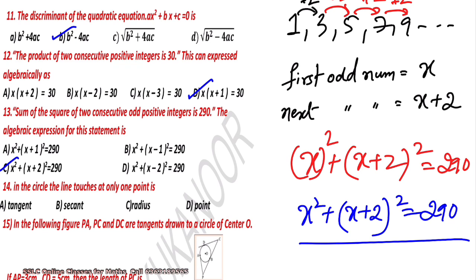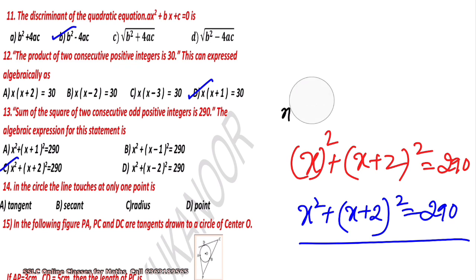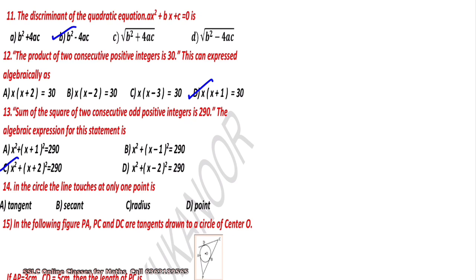Hope this is understood. x square plus x plus 2 whole square equal to 290. Now, next question. In the circle, the line touches at only one point. If you are considering a circle, and there is a line touching it at one point, this is going to be a tangent.